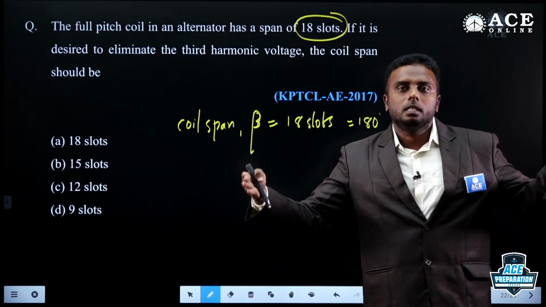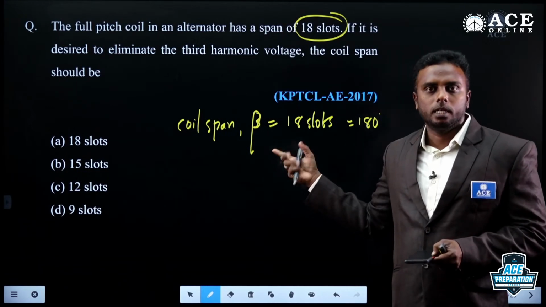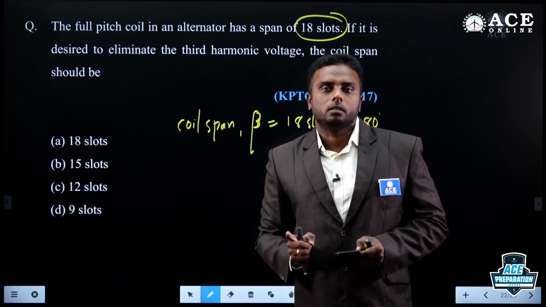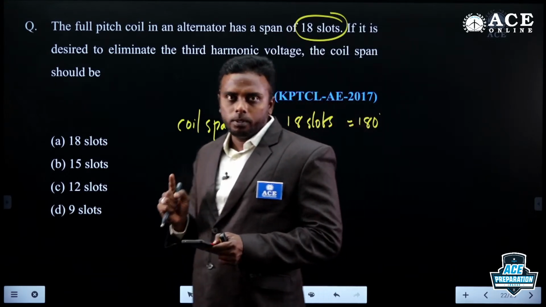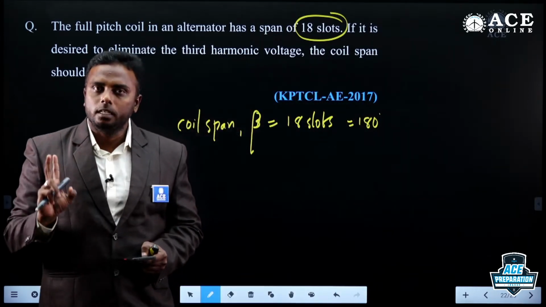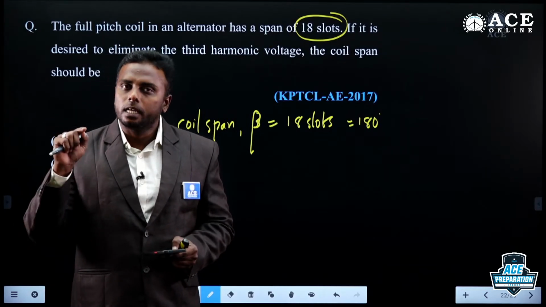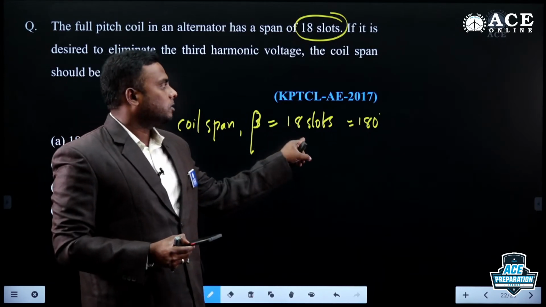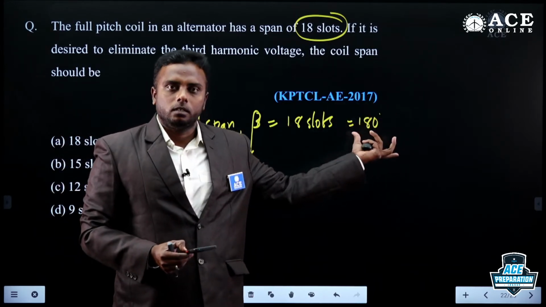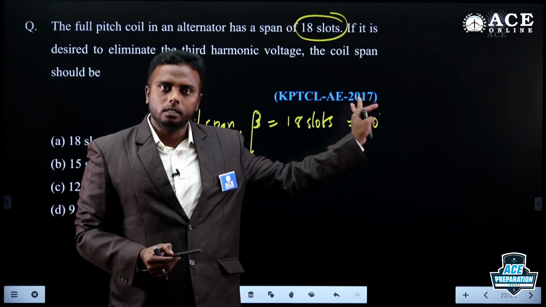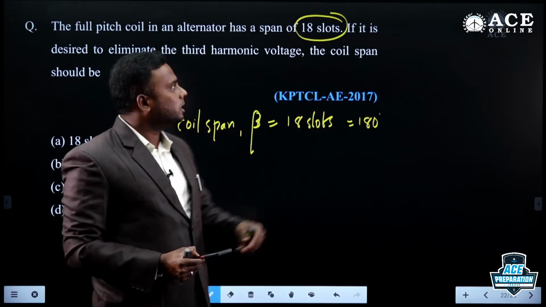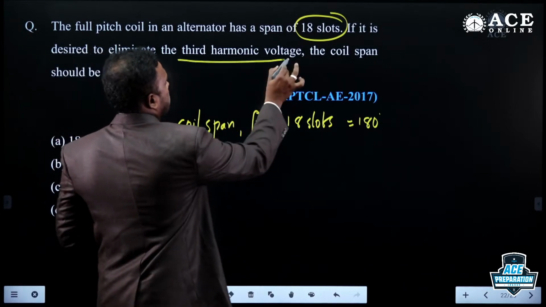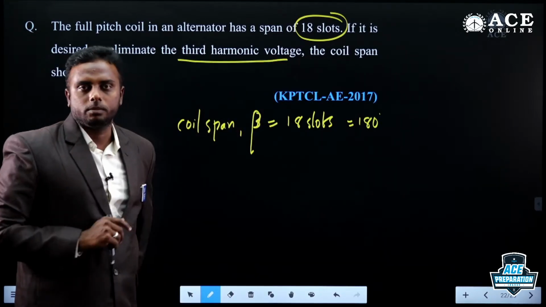Coil span is given in terms of slots, that is 18. By definition, a coil is said to be full pitch if the coil span is 180 degrees. If it is less than 180, that coil we call a short pitch coil. So here 18 slots given, that we equated with 180 degrees, because for a full pitch coil the coil span is always 180 degrees. But what is the question here? If it is desired to eliminate the third harmonic voltage, what is the coil span?